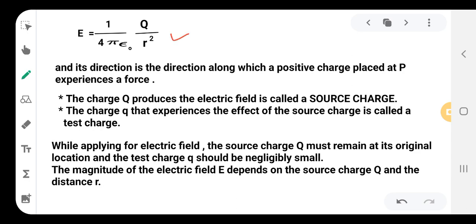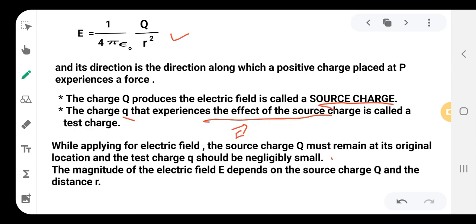Now here, Q is what? It is a source. It is known as the source charge, and small q is known as the test charge, which experiences the effect of the source charge. Effect means the force, attractive force or repulsive force. So while applying for electric field, the source charge Q must remain at its original position. It should not move here and there. It should be fixed, and the test charge should be very small. So these are the conditions to determine the electric field.